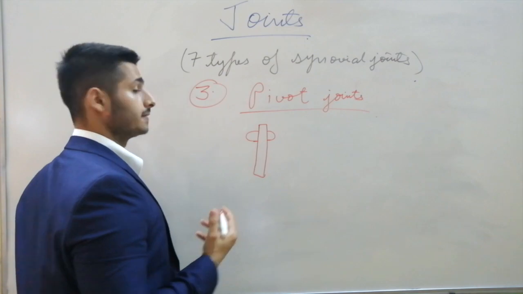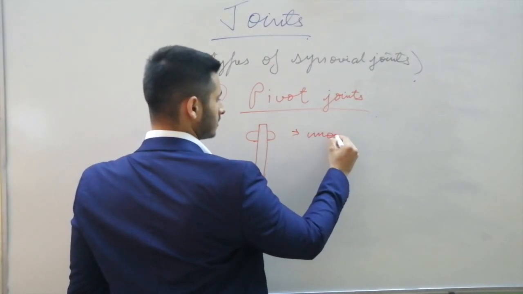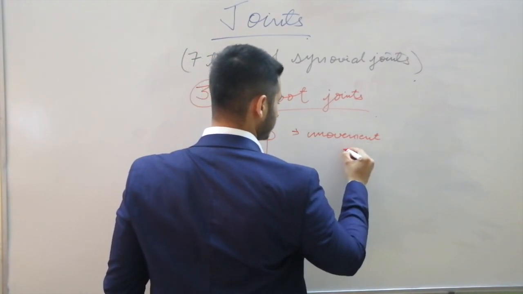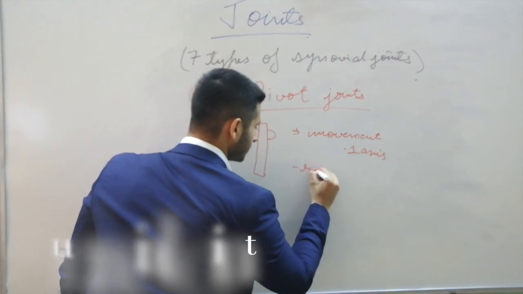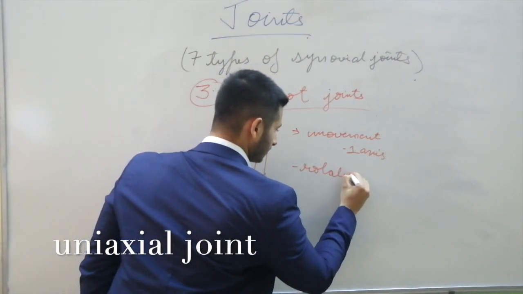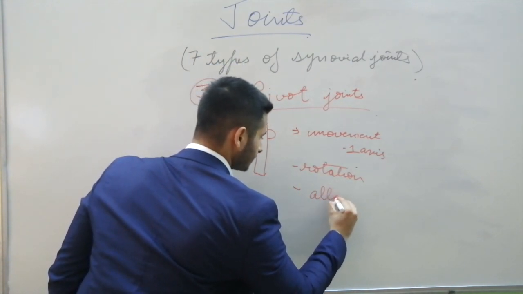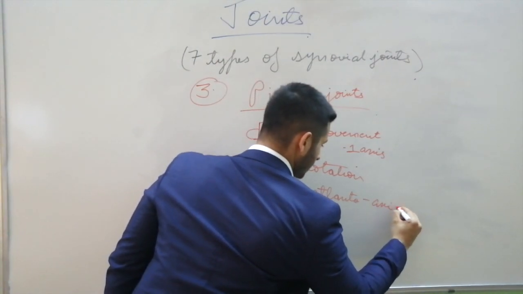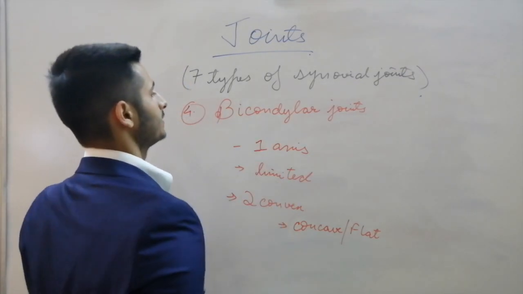This is how a pivot joint looks. It also permits movement around one axis. It permits rotation. The example of a pivot joint is the atlantoaxial joint. The fourth type of joint is the bicondylar joint.